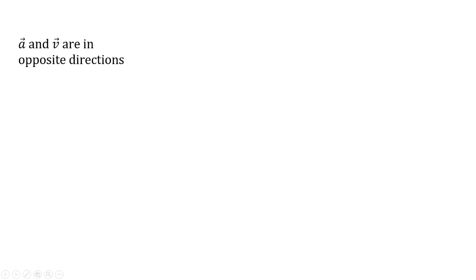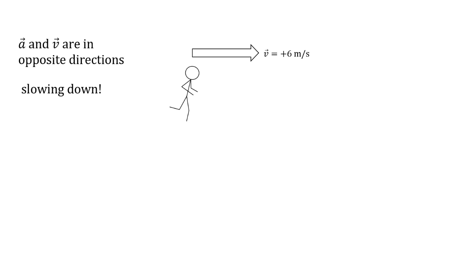Now if we have a runner who's running so that her acceleration and velocity are in opposite directions, we expect her to be slowing down. So let's say she's going to the right, but we're going to push her, we're going to accelerate her in the opposite direction. That'll cause her to slow down from 6 meters per second to 1 meter per second.